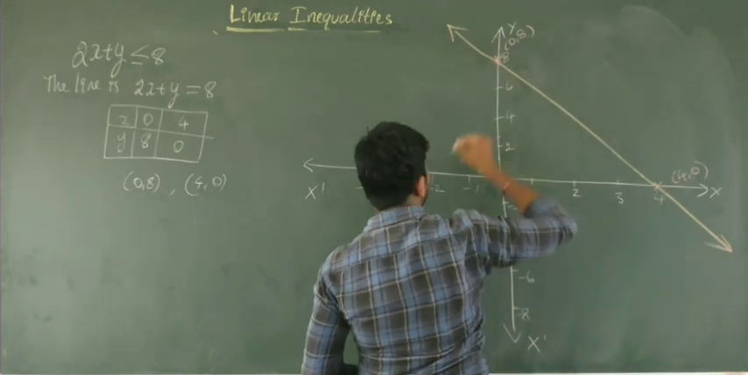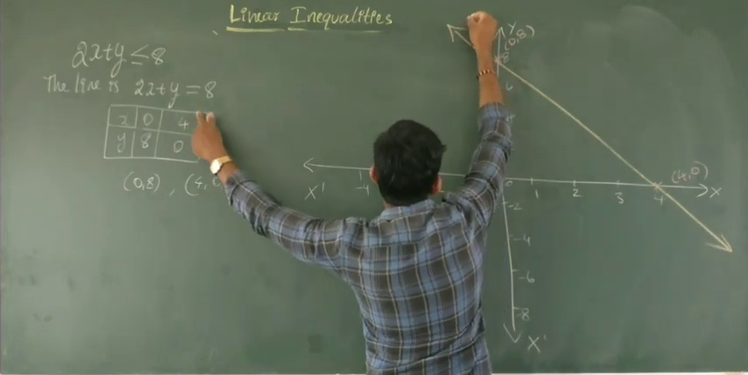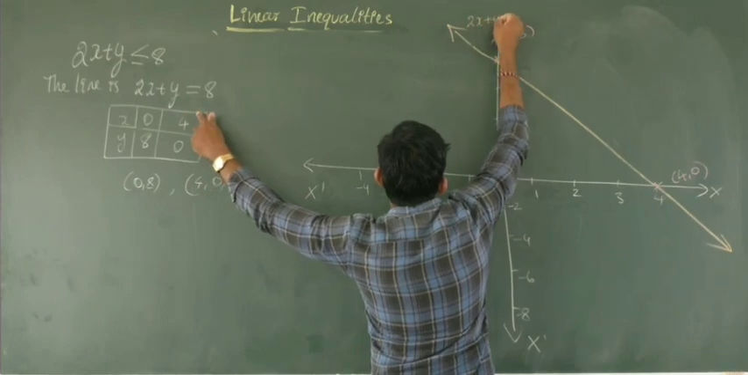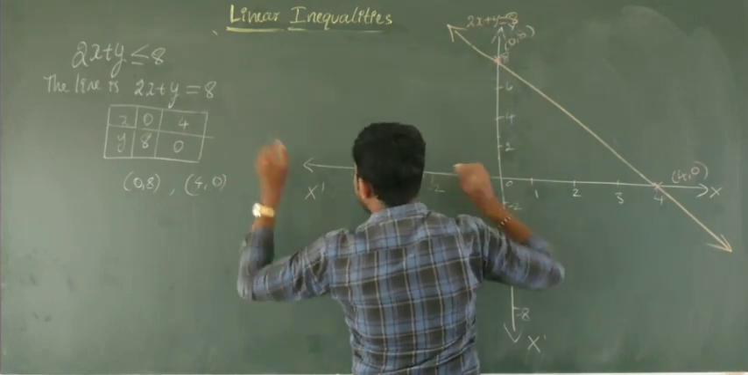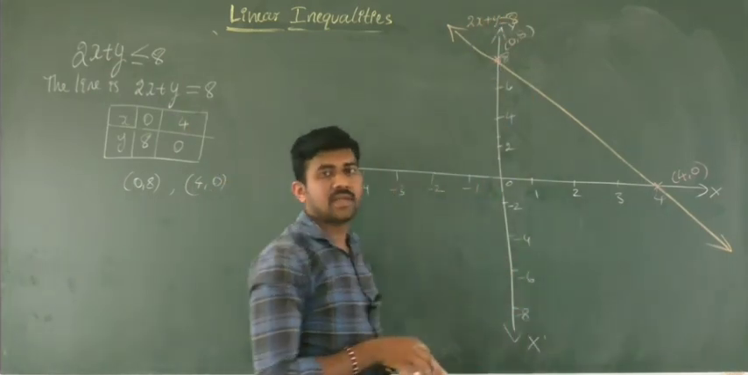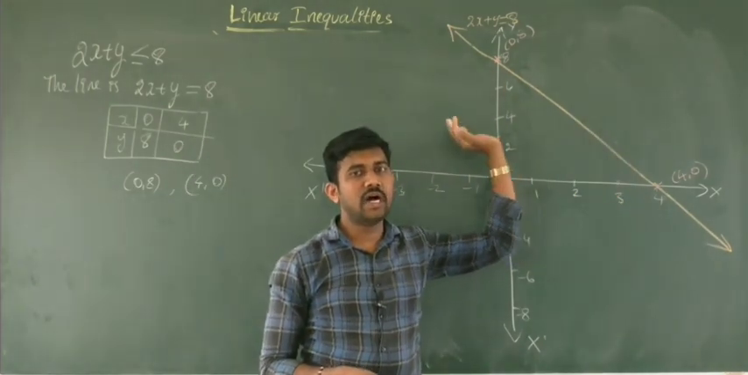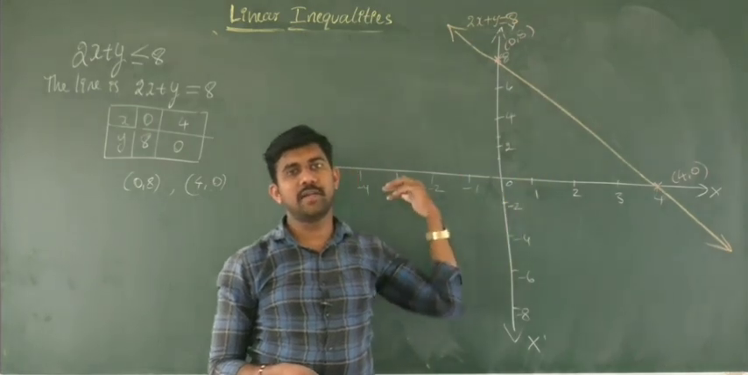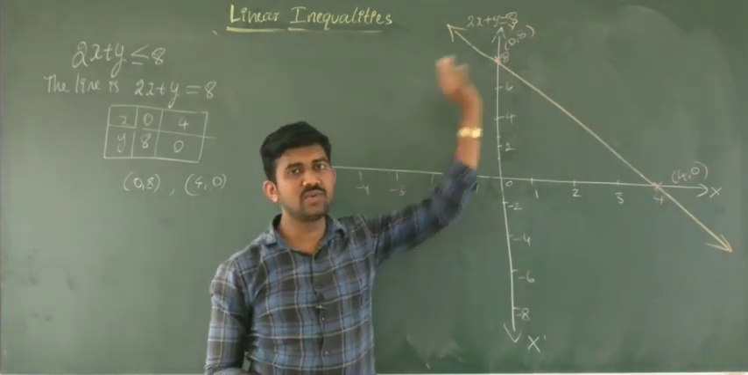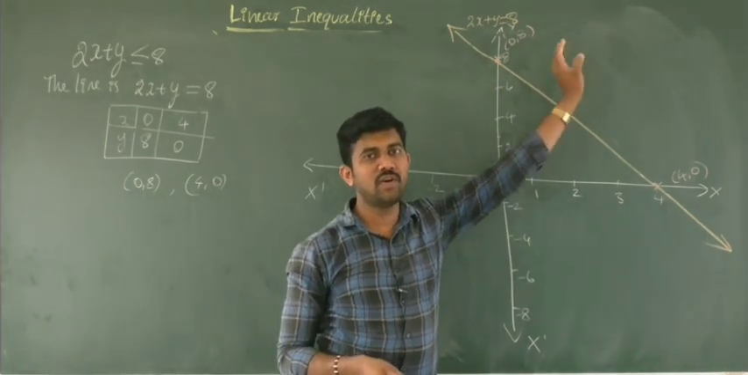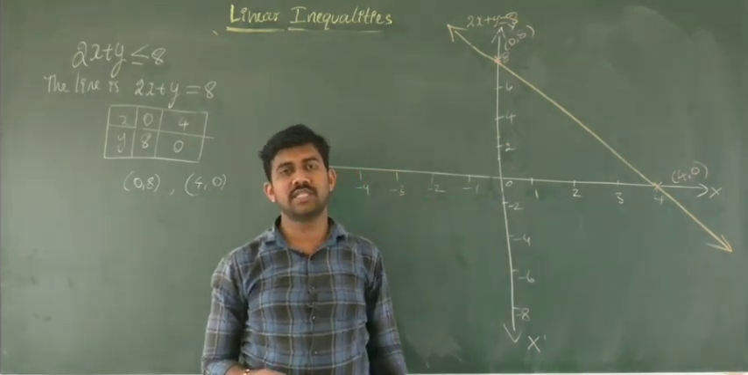Okay, and this line is what? Now the line is 2x plus y is equal to 8. Okay, this is a line. Now you can observe the line divided the plane into upper half plane and lower half plane. Now we need to find where the solution region exists, either upper half plane or lower half plane. That we have to check.